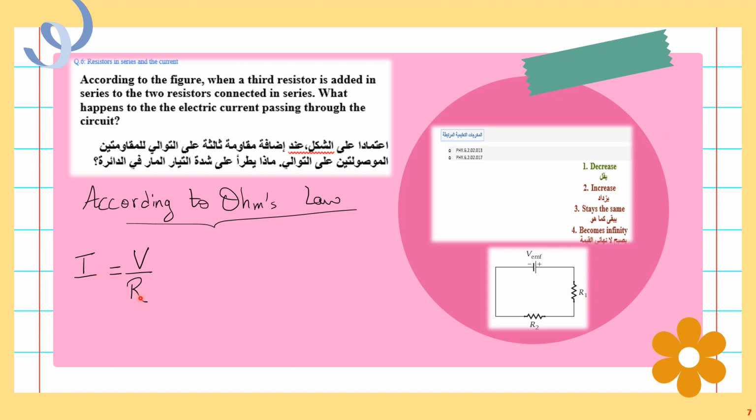Resistance and I are inversely proportional. So if R increases, I decreases. R and I are inversely proportional. So if we increase R, what will happen to the current I? It of course will decrease.